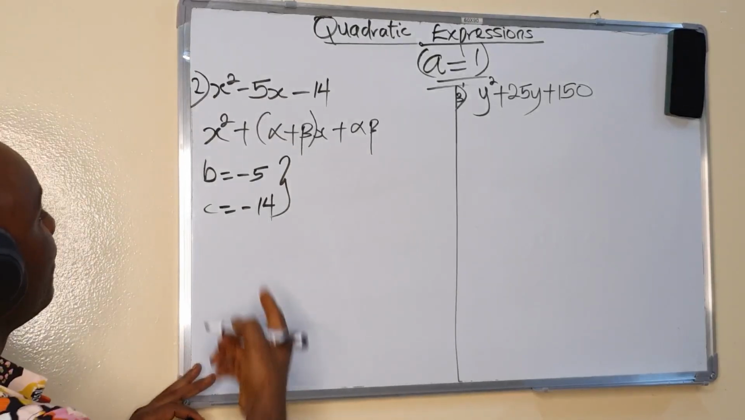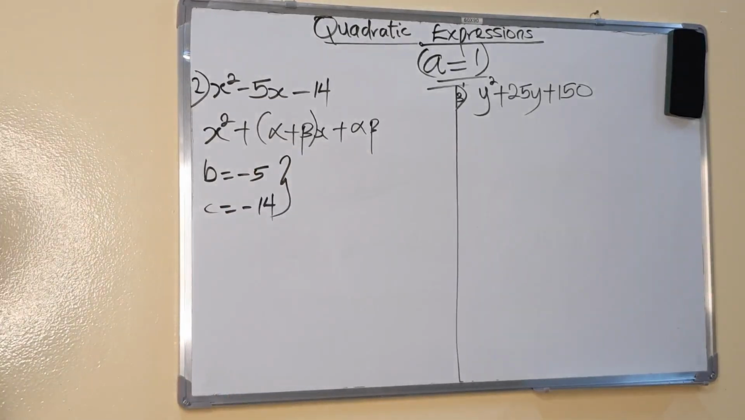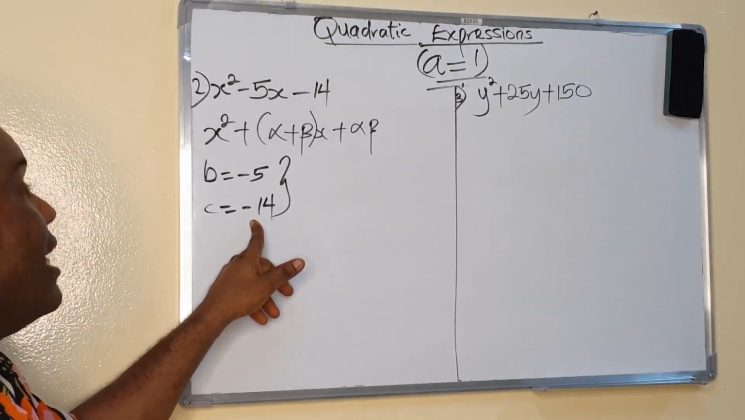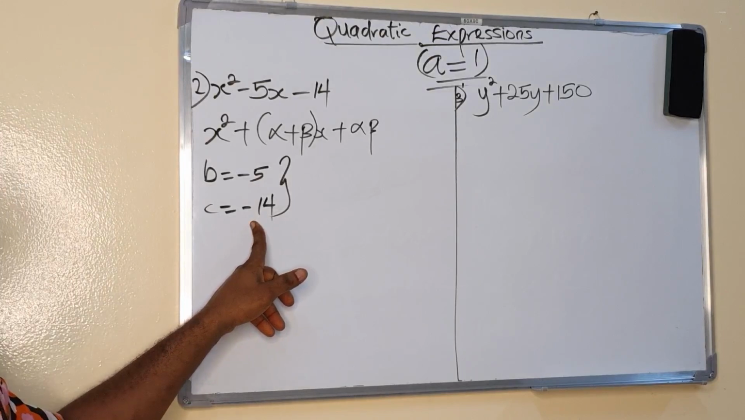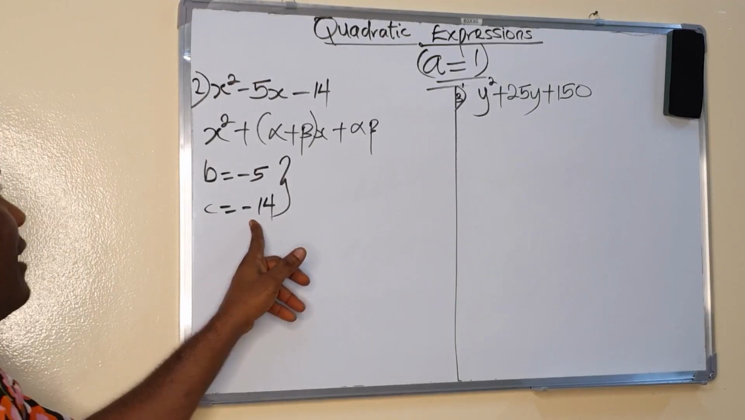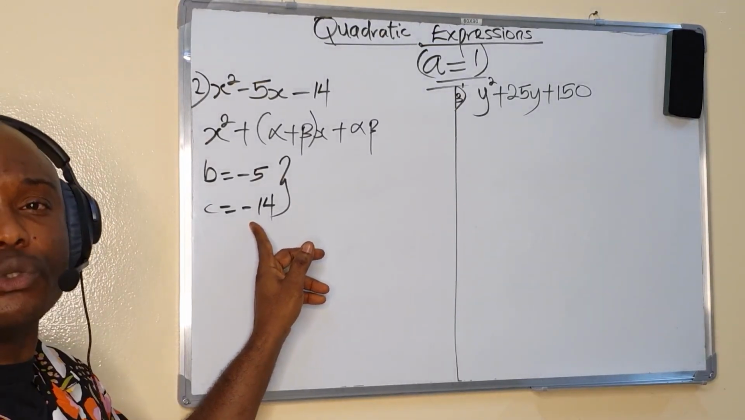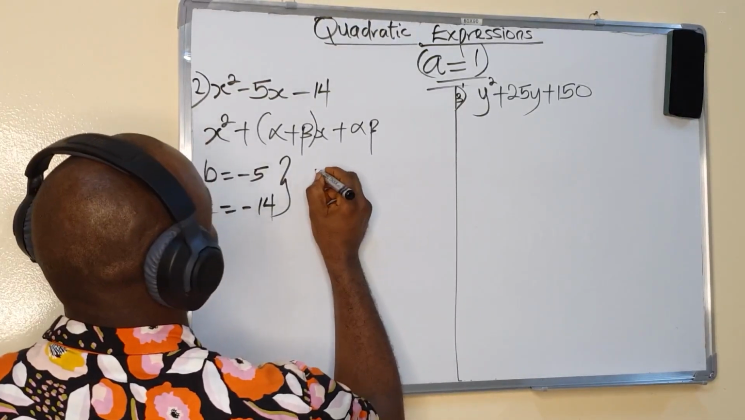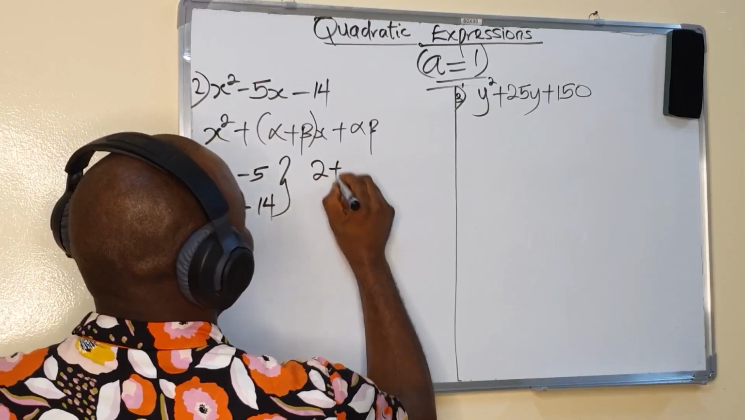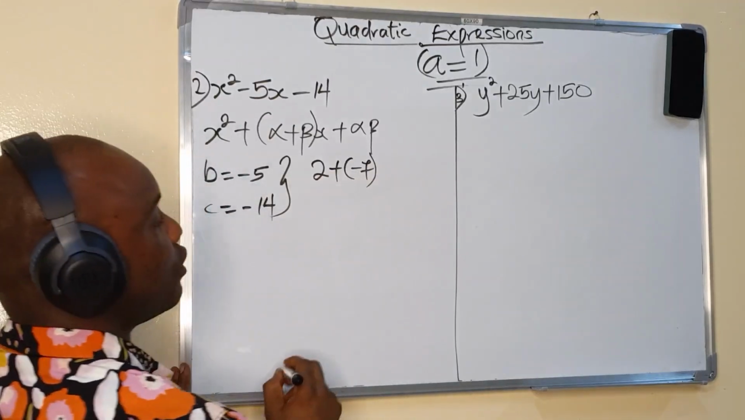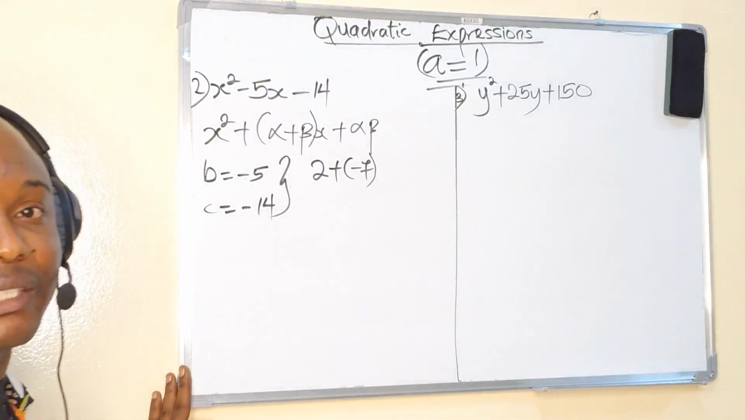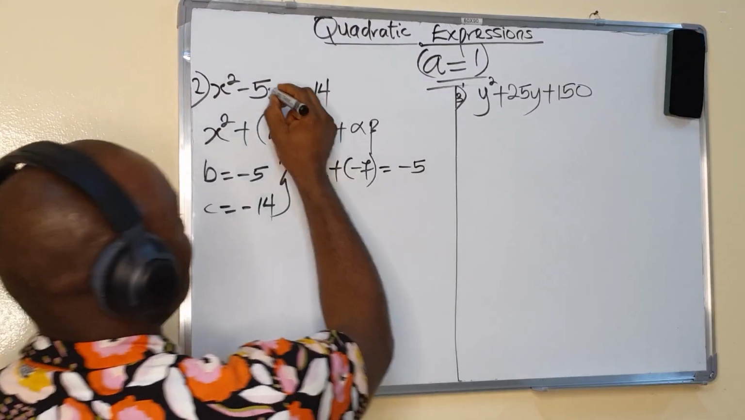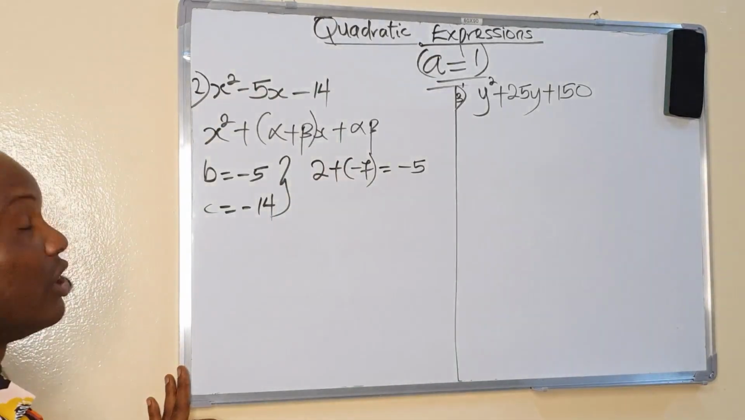Alright, so to do that, for -5, we can think of various numbers that will be able to give us -5. But think of exactly the one that will give you -14 when it is multiplied together. The first thing that comes to mind is +2 and -7. When I add -7 to +2, this is exactly the same thing as when you are subtracting 7 from 2. And that is going to give you -5. We have achieved our B. But does it work for C?